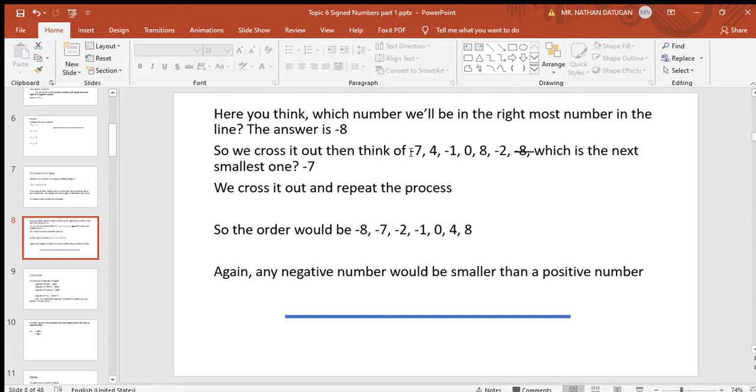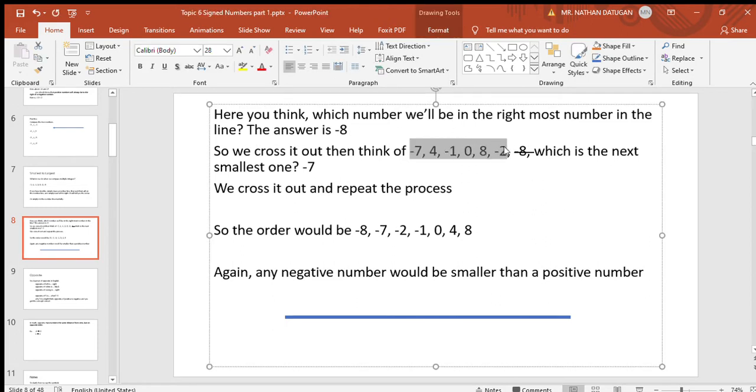Now we're just going to choose which one's the next number on the number line. Here is going to be -7. -7 will be right here, and then we're going to cross it out, and then we're going to repeat it. So now, which one's the next one?